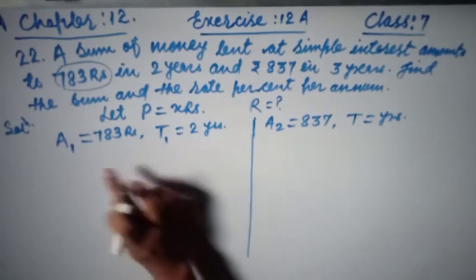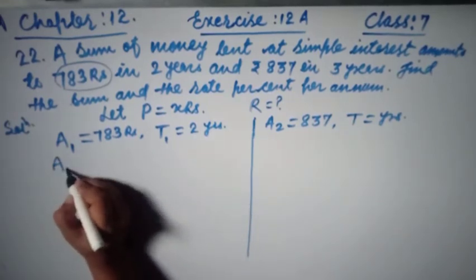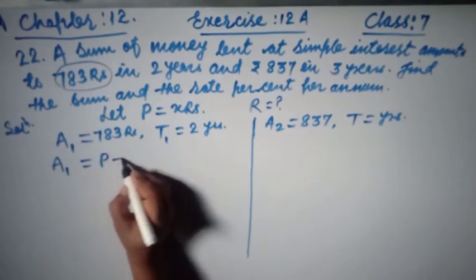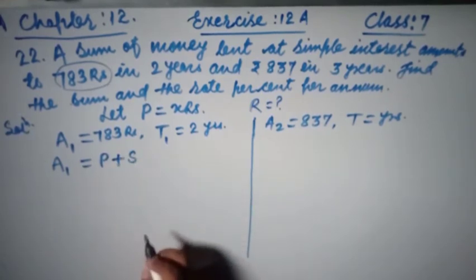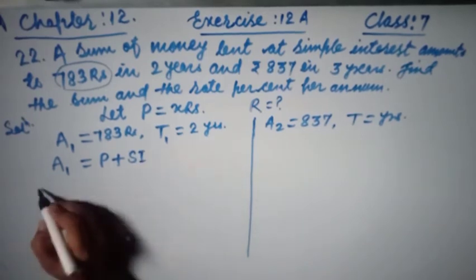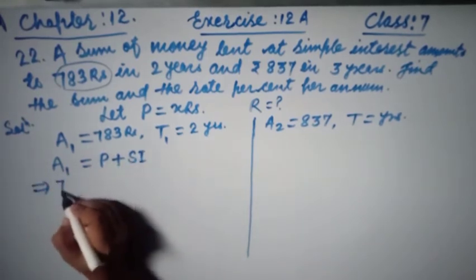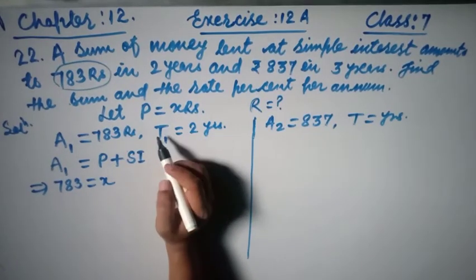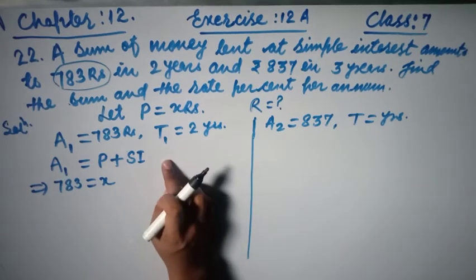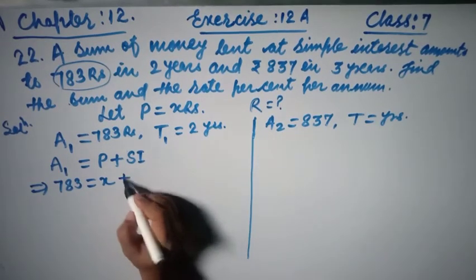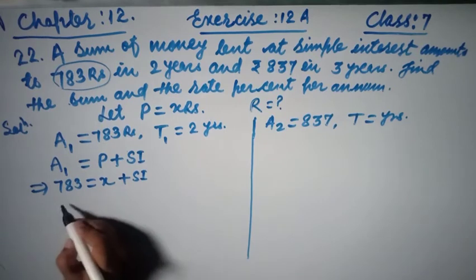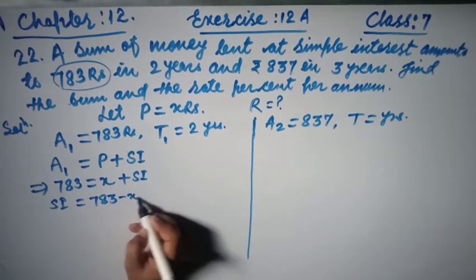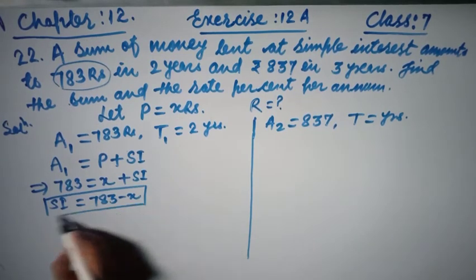Here, friends, first the formula: A1, that means amount, is equal to P plus SI in the first case. So the amount A1 is given, friends, 783. P is given, this is x. P is the same for both cases, in this case as well as in this case. This is SI as it is. Now SI becomes 783 minus x. This is the SI in the first case.